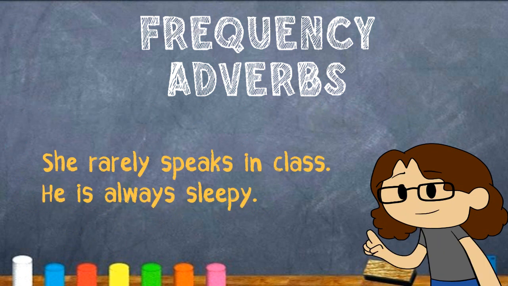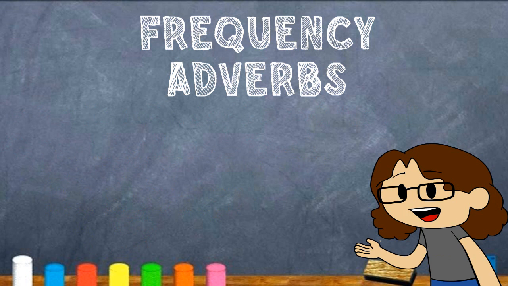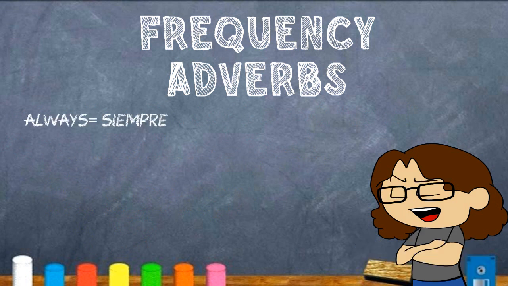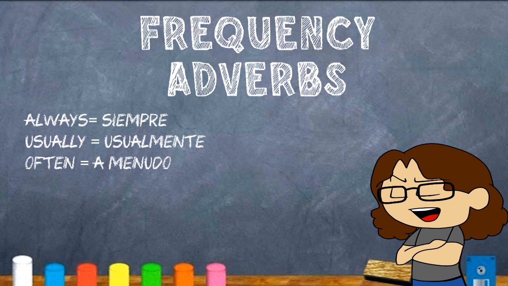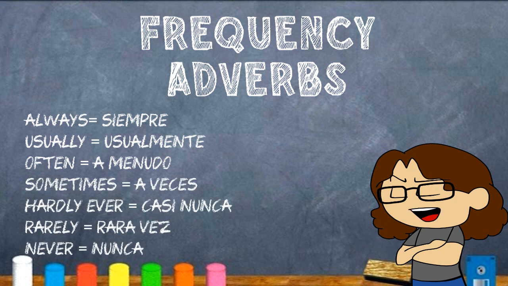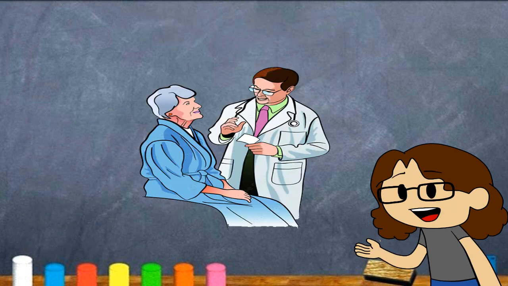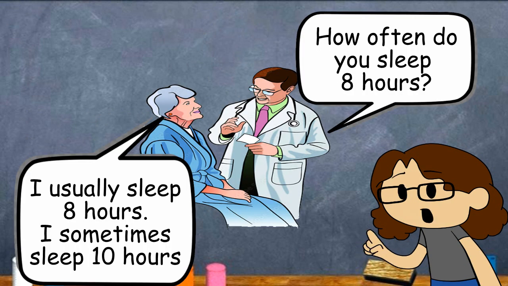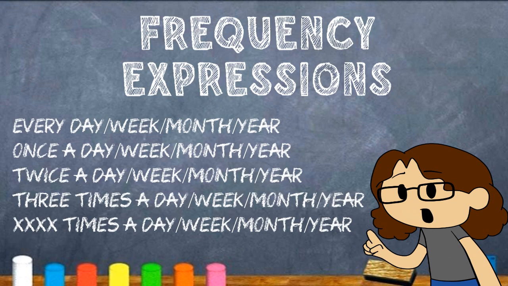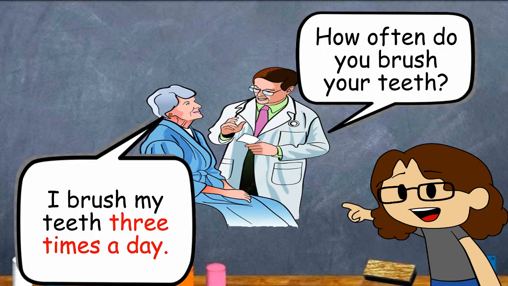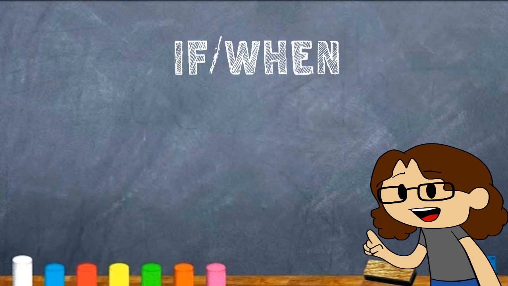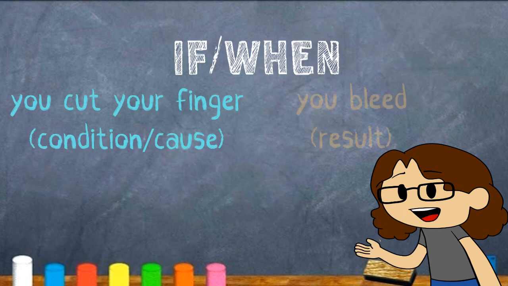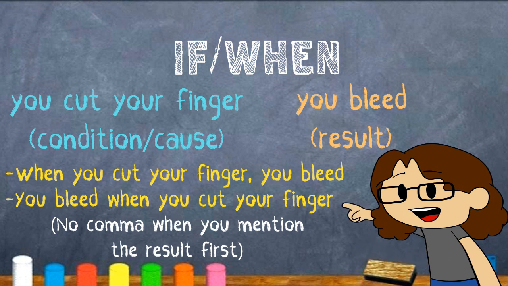Look. These are some of the most used frequency adverbs and their meaning. Always, usually, often, sometimes, hardly ever, rarely, and never. Frequency adverbs answer to the question how often, which means how frequent the action or event is. There are expressions that also indicate how frequent an event is, and they are commonly mentioned at the end of the sentence.